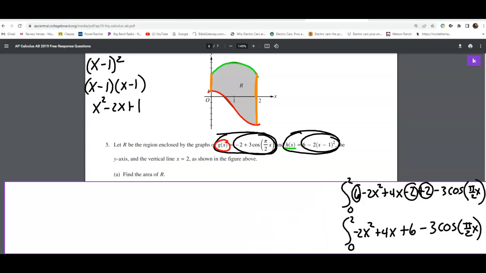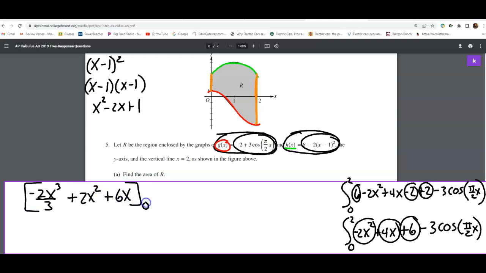Okay, so we can integrate this. That would give me negative 2x to the third over 3. We can integrate this. That would give me 2x squared. And we can integrate this. That would give me plus 6x. So I'm going to put all that in a bracket. And once again, we're going from 0 to 2.